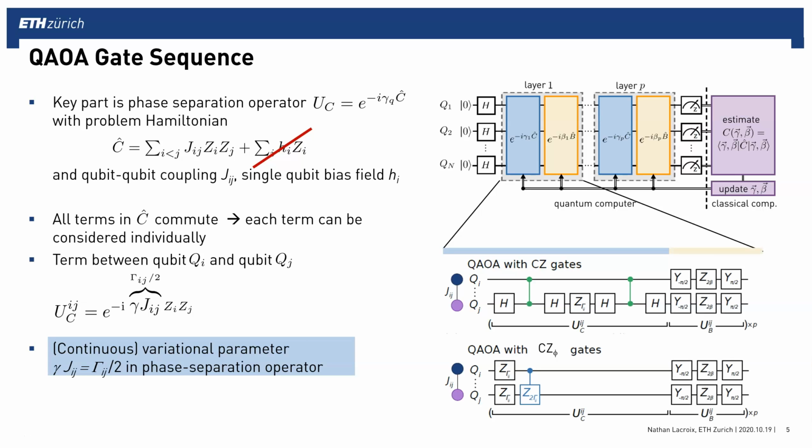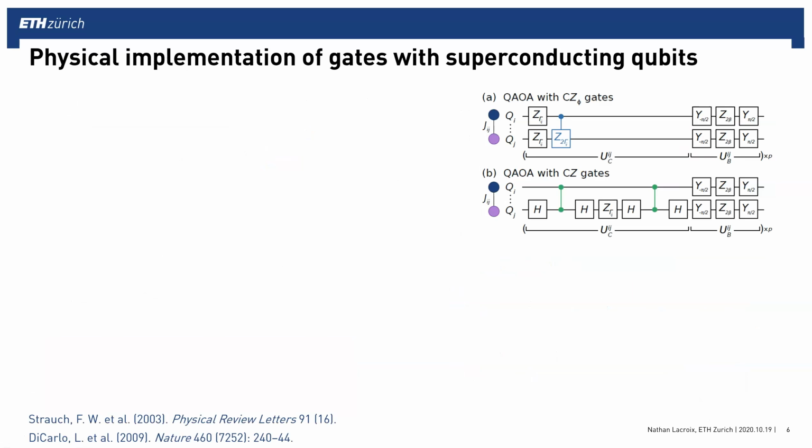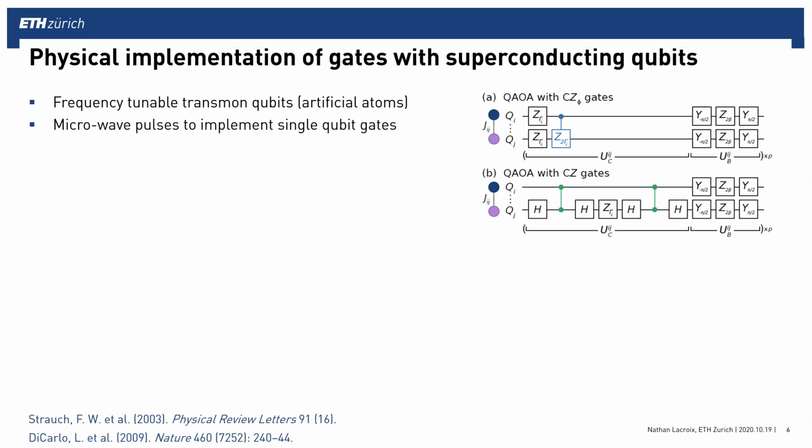Then if we look at the mixing operator, we use the same for the two approaches, which are essentially only single-qubit gates. To implement the gates with superconducting qubits, we use frequency-tunable transmons, which are artificial atoms with discrete energy levels that we can then address with microwave pulses to implement single-qubit gates.